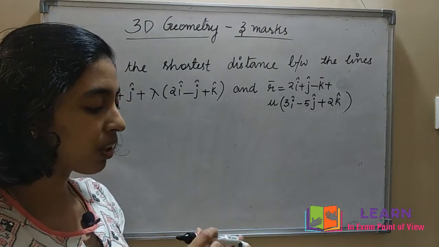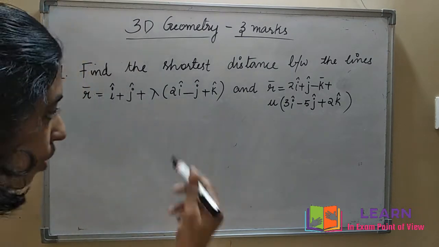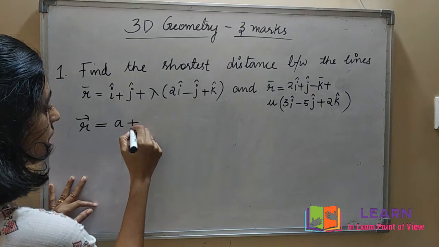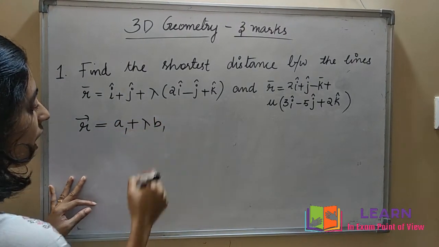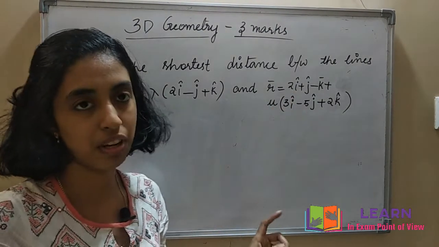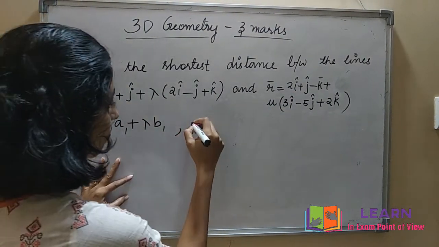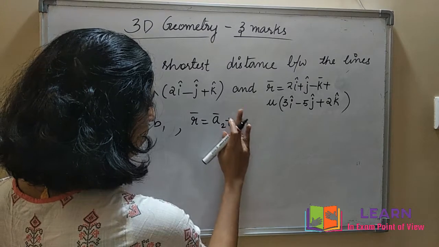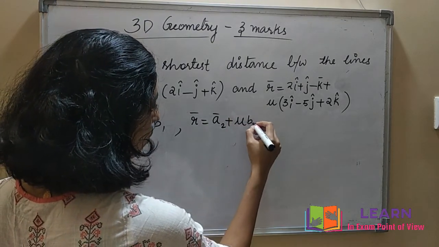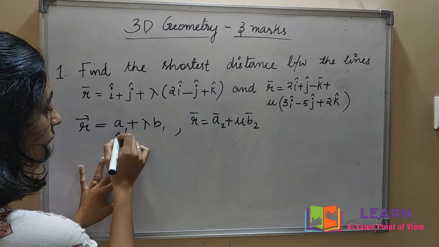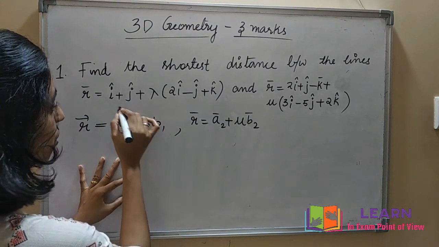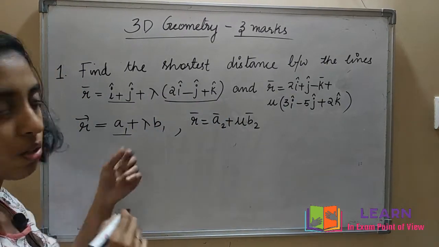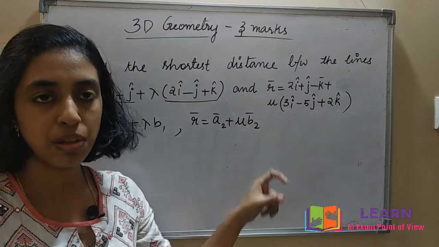First of all, the given are two line vector form equations. You know the vector form equations: vector r can be written as a plus lambda b. Here you can denote a1, b1 since we have two lines. So this is one. The next line can be represented as a2 plus, in the place of lambda here mu, mu b2. So we have two lines. In the place of a1 we have this, and b1 is this one. So take down the terms a1, b1, a2, b2.